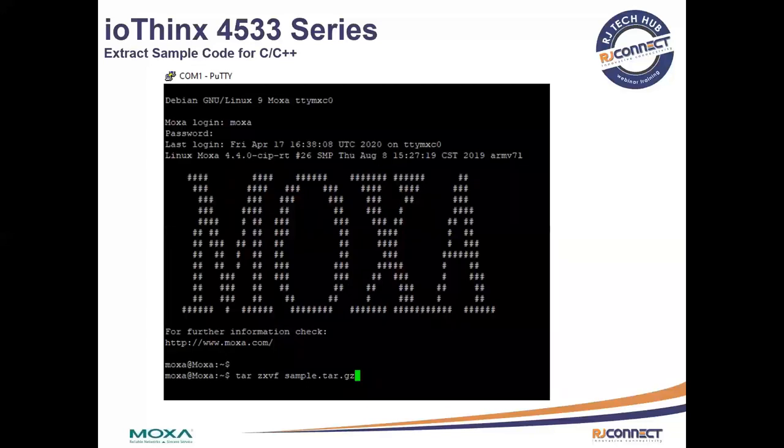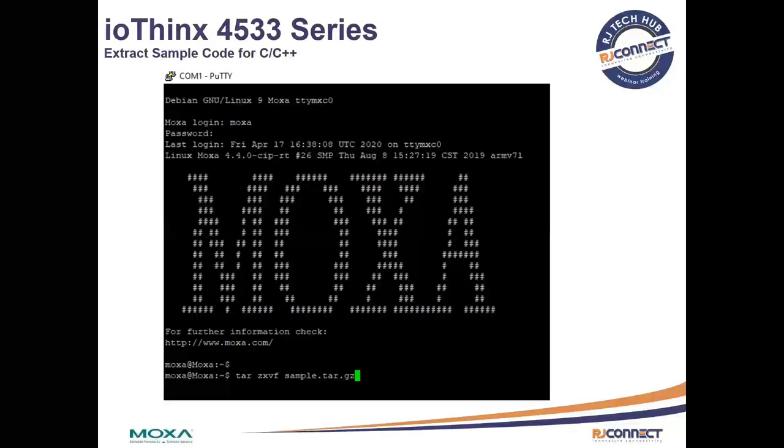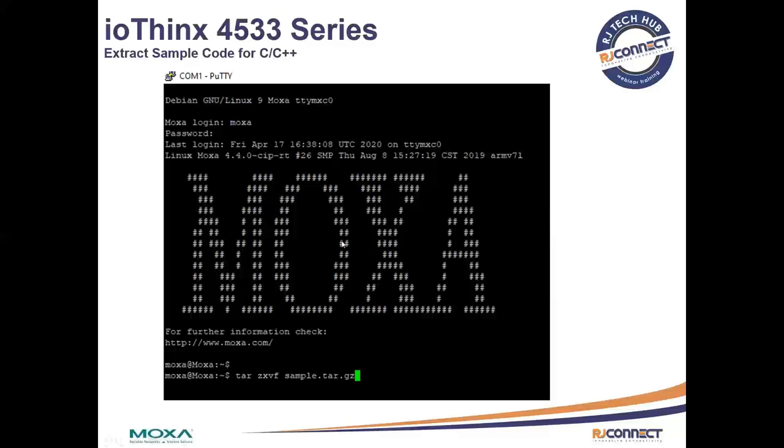Now, once you have successfully transferred the file into the ioThinx, you can log into the unit using PuTTY or any other hyperterminal software that you have. In my example, I use PuTTY, and I use a console cable into the unit. You can also use the Ethernet cable and log into the unit using SSH. But in my example, I used a serial console port. So you log into the unit, the default username and password is Moxa for both username and password.